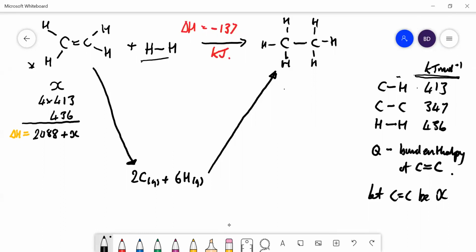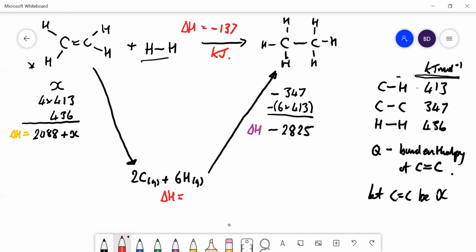We've got a 347 for the single carbon-carbon bond. And we've got 6 times 413 for the carbon-hydrogens. Add all that up together, and that should be a minus, and that should be a minus there. Add all that up together, it comes to minus 2825.